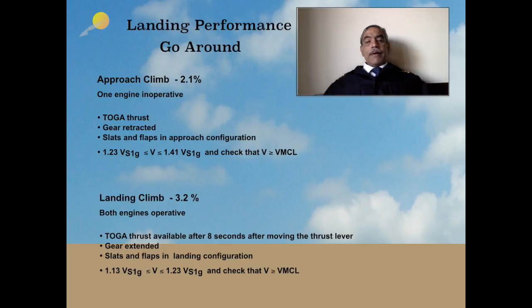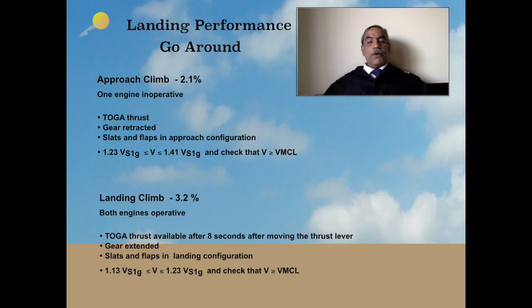Next is the landing climb requirement, which requires 3.2 percent of climb gradient. It's a simple balked landing procedure: the conditions are simple, both engines are operative, TOGA thrust is available 8 seconds after moving the thrust lever. Remember, jet engines have a lot of lag in thrust picking up. So authorities have defined that after 8 seconds from moving the thrust lever, it must achieve this 3.2%.